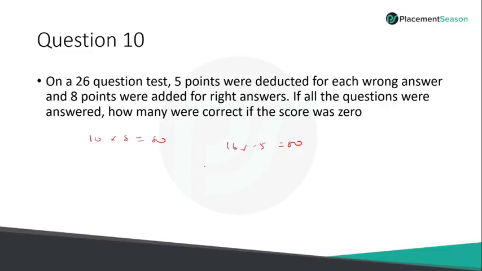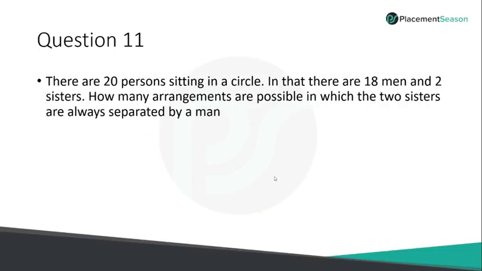So you can solve it as X questions are right and 26 minus X questions are wrong. This is the right questions and this is the wrong questions. Correct. For each right question you score 8 marks, and for each wrong question it is minus 5 into 26 minus X. If all the questions are answered, the score is 0. So the X value is 10. So you can directly get the answer. There are 10 questions right and 16 questions wrong. And this is also one of the most important topics, like equations are important in TCS Ninja.